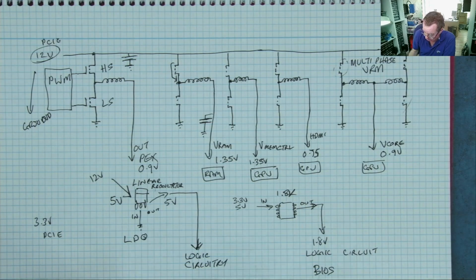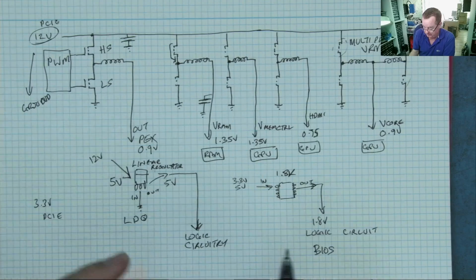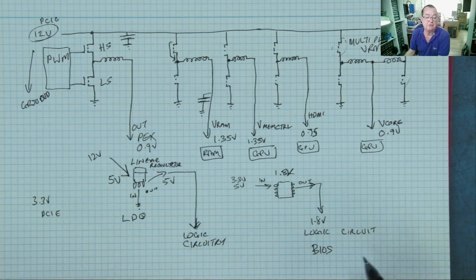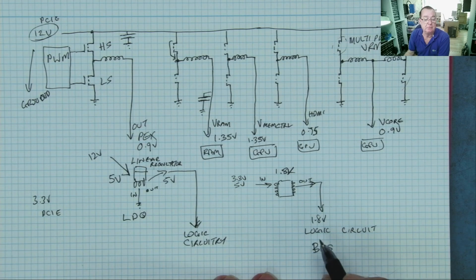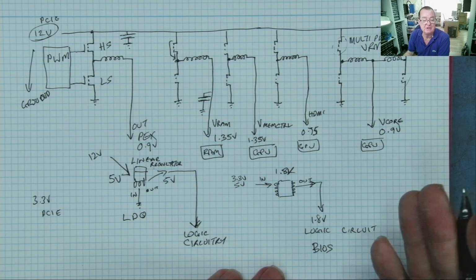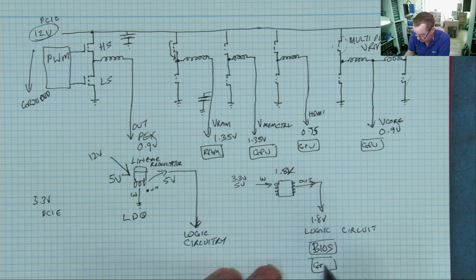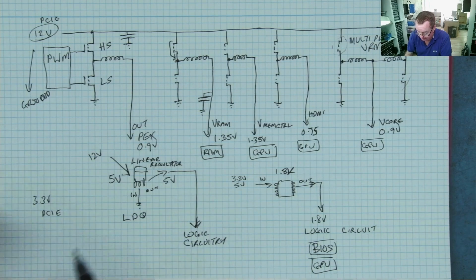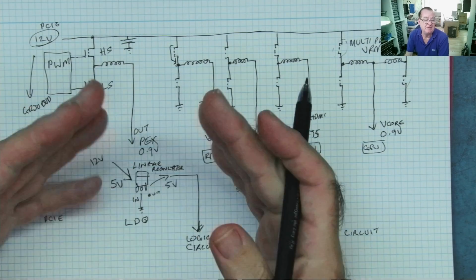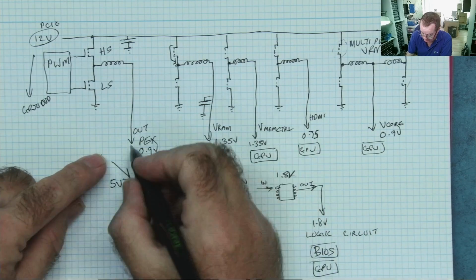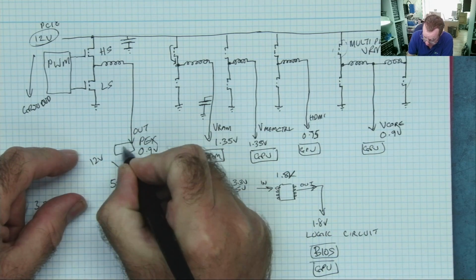Okay. The logic circuitry. This is just chips all over the board. Could be anywhere. Chips and transistors. 1.8 volt. Logic circuitry and BIOS. But the BIOS has to be read by the GPU. So as well as powering the BIOS chip, it powers the GPU, or a segment of it. The same with PEX. PEX is the interface between the GPU and the PCIe connector, and again, this goes to the GPU.